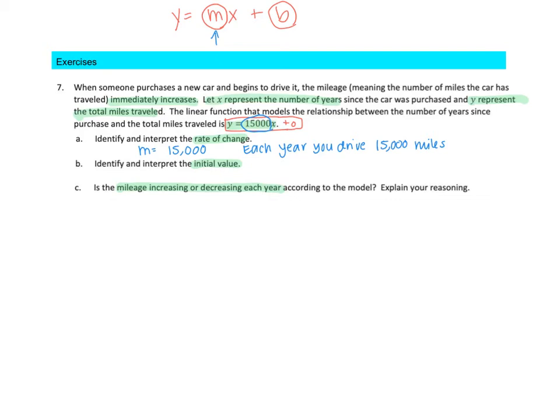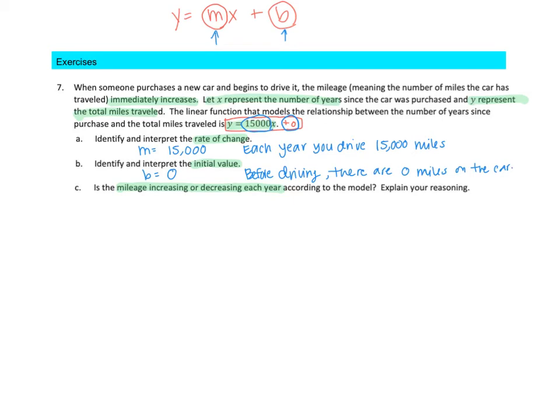Okay? Next, we're going to be looking for the initial value. Well, the initial value is your b value. We didn't have one here. It was this 0. So our b equals 0. What does that mean? So it means basically before you start driving, there's no miles on this car. There are 0 miles on the car.